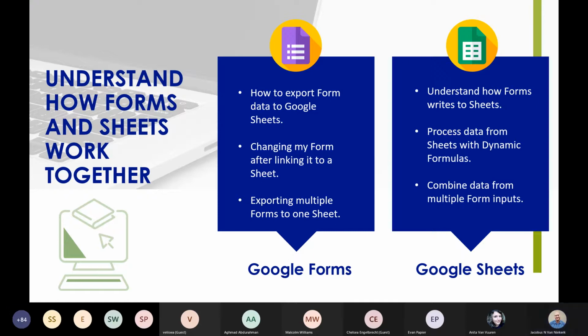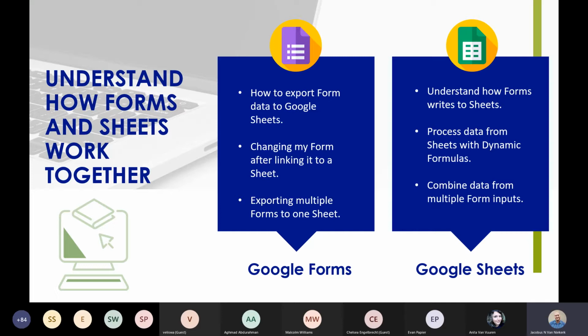So firstly, we're going to see how we take the form responses that we get on a Google form and put them into a Google Sheet. Then we're going to see what happens if I go and change my form after I've already linked it to a sheet. How does it influence the sheet, and what can I do and what can't I do? And then we're going to look at exporting multiple forms to one sheet, because that's a very useful thing to do if you've got a lot of different Google Forms collecting information and having all of that go into one central sheet.